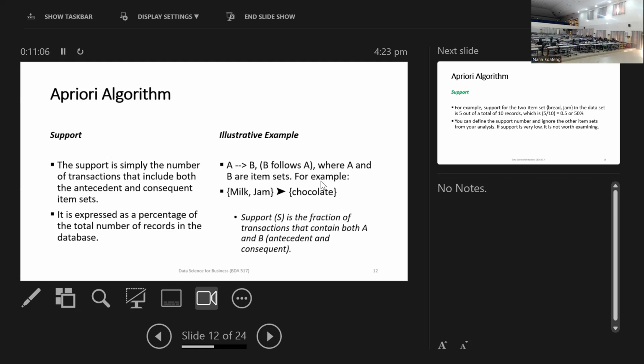So if we have A linking to B, that means that B follows A, where A and B are items. For example, if you have milk and jam, it leads to what? Chocolate. So the antecedent is what? Milk and jam. The consequence is what? Chocolate. Okay. So the milk and jam is your A, is it not? And then your chocolate is the B, right? So support is a fraction of transactions with A and B, that is the antecedent and then the consequence.